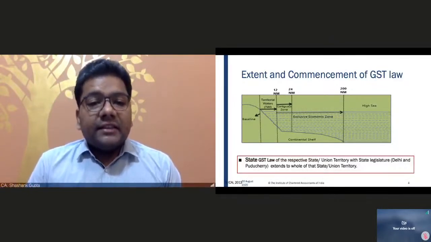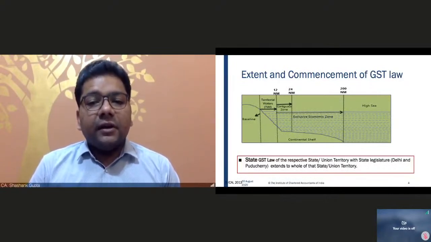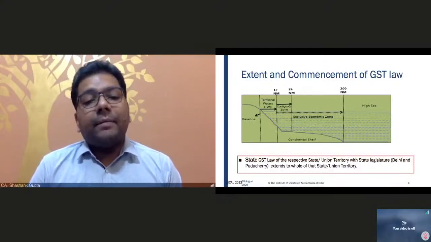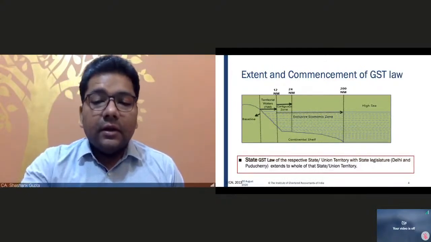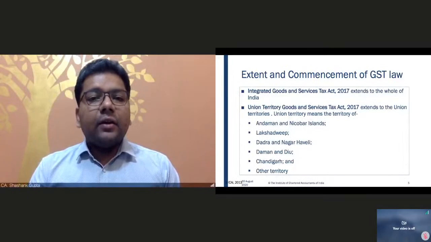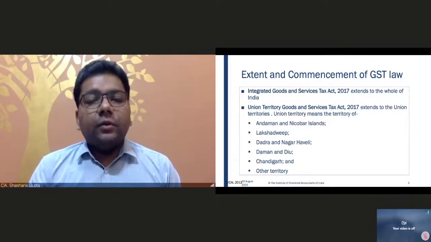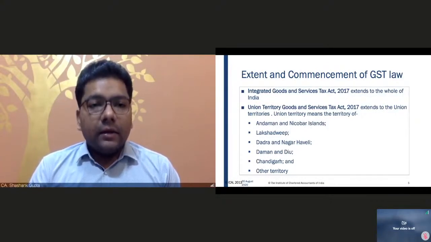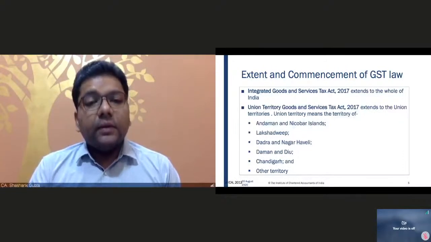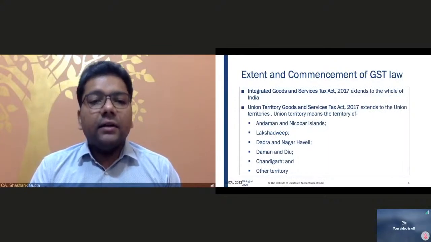Similarly, SGST laws will be applicable to the respective state, and UTGST laws, that is Union Territory GST laws, will be applicable to the territory of that particular Union Territory. The Integrated Goods and Services Tax Act extends to the whole of India, whereas the UTGST Act extends to Union Territories, namely Andaman and Nicobar, Lakshadweep, Dadra and Nagar Haveli, Daman and Diu, Chandigarh, and other territories.